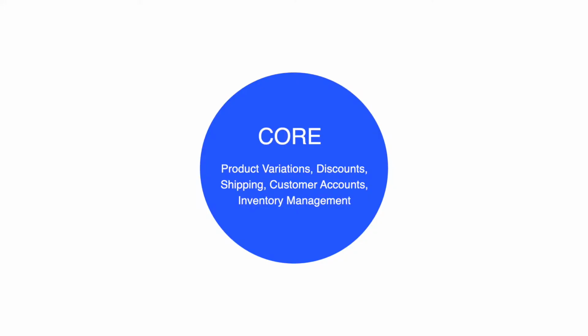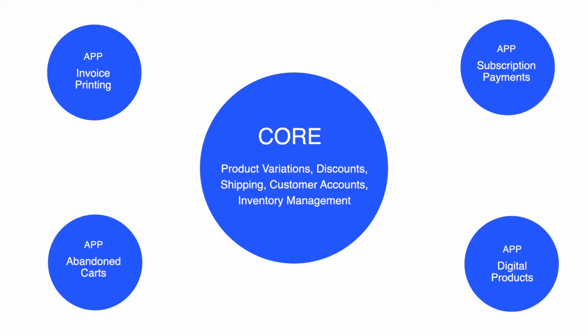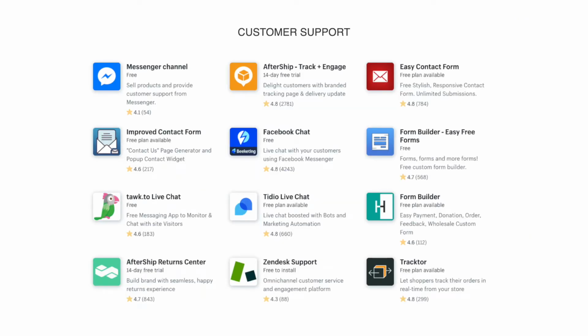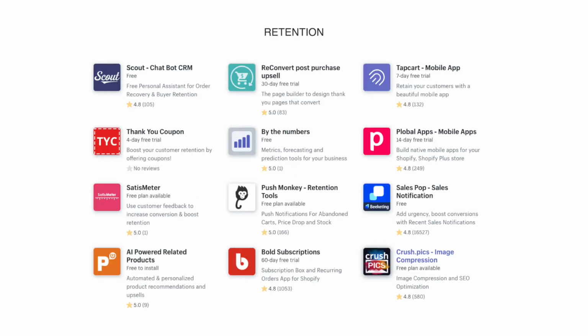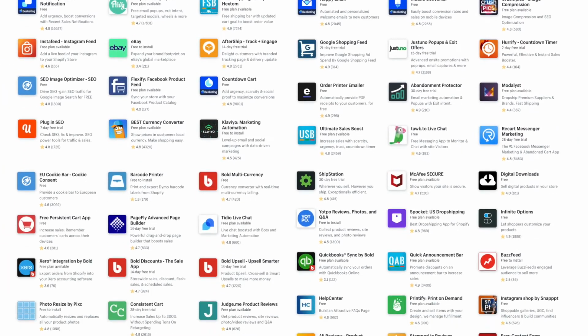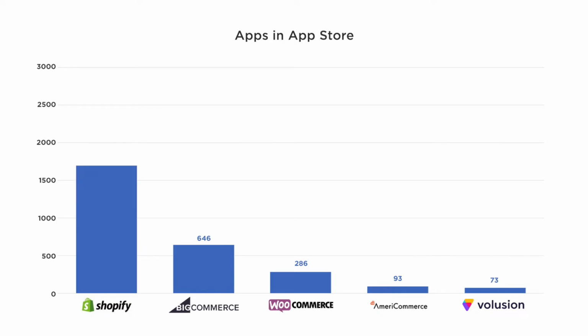So Shopify's core covers 80% of what users will need, and the App Store covers the remaining 20%. There's all kinds of apps. There's apps for customer support, fulfillment, SEO, retention, shipping, conversions, and a bunch more. Shopify was the first store builder to launch an app store, and it's now by far the most popular app store among store builders. They have far more apps than competitors.